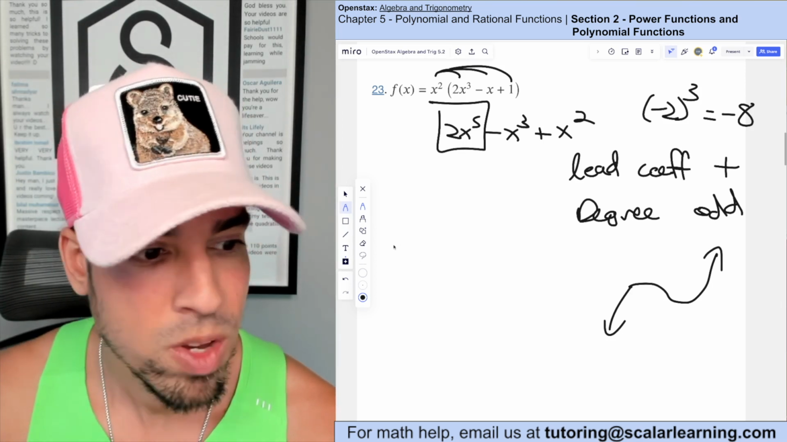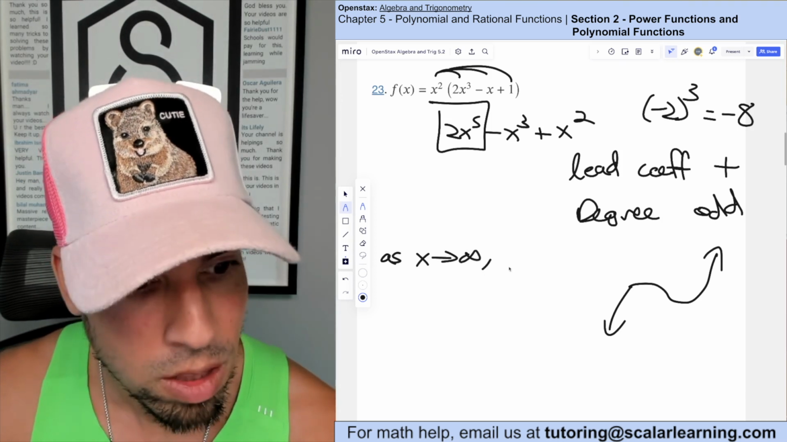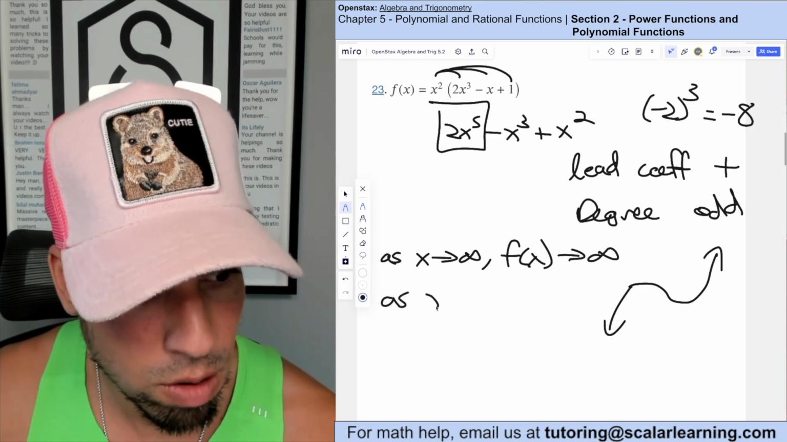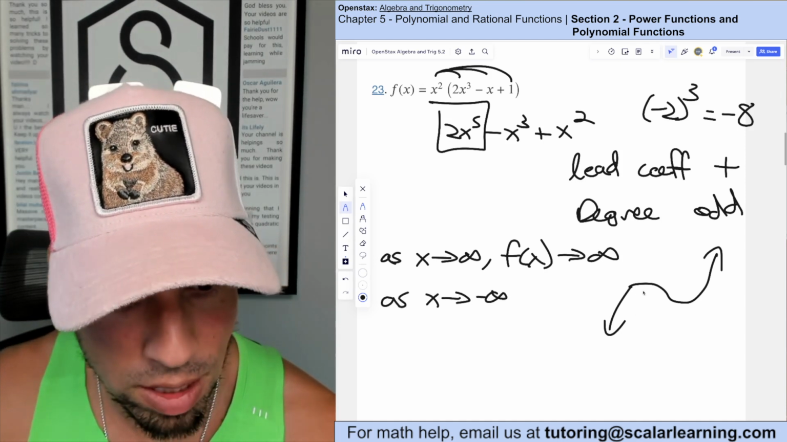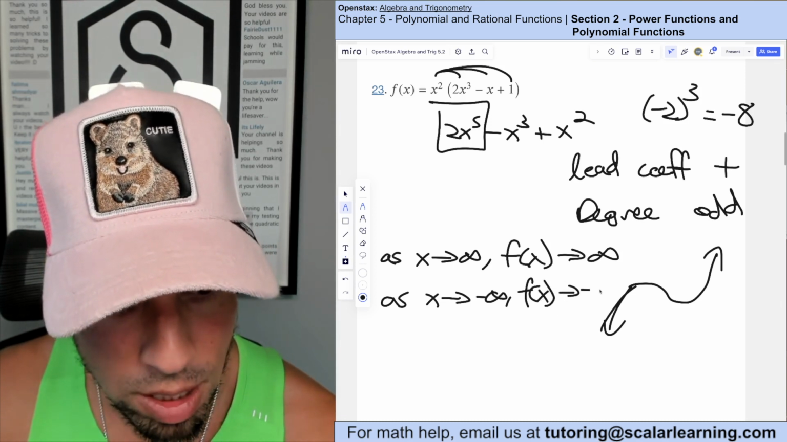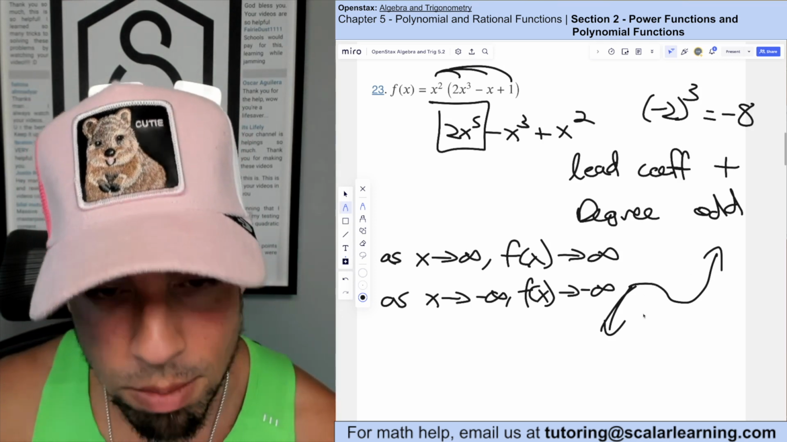So for our end behavior, we have as x approaches positive infinity, the function value approaches positive infinity. As x approaches negative infinity, going to the left, you can see that the function value also approaches negative infinity. So it's down to the left, up to the right, boom, done.